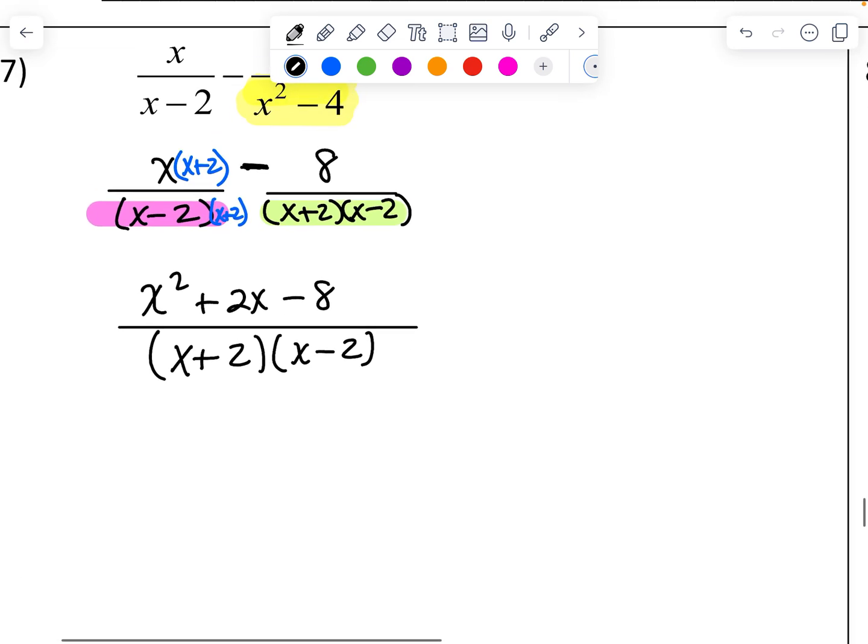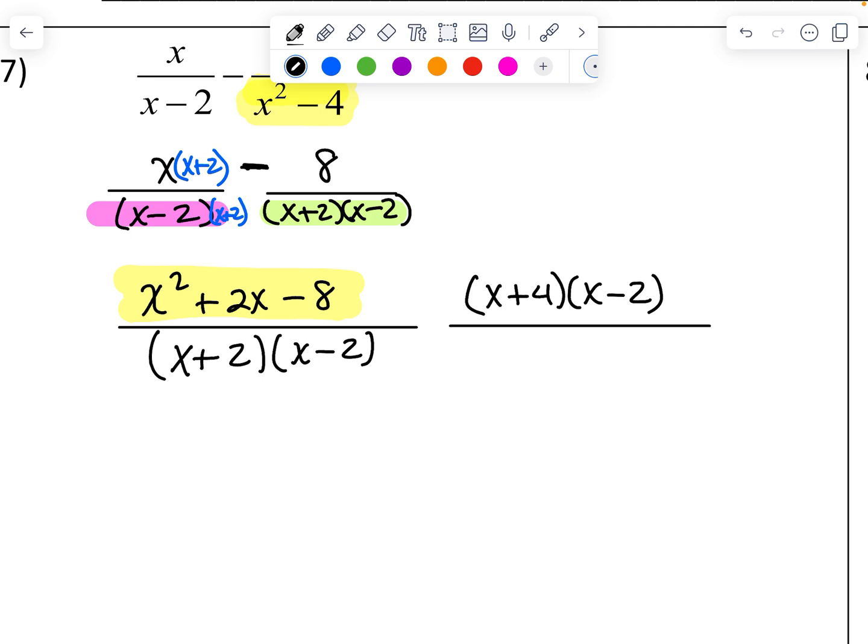But here's the deal. Now, some of you have already seen it. Some of you are all like, crap. Alrighty, so this is factorable. So now we're going to factor that. When we factor it, it factors to x plus 4, x minus 2, because the factors of negative 8 that add up to positive 2 are 4 and negative 2. The denominator remains what it was, x plus 2, x minus 2.